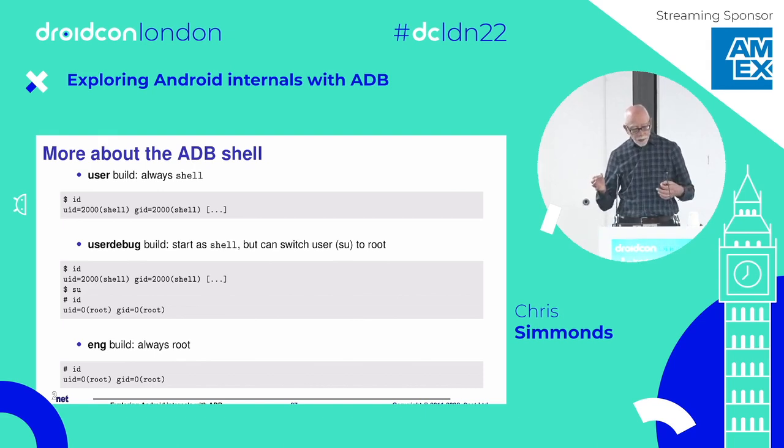The next one is the userdebug build. This is like a user build, but it includes debug tools, and crucially, it includes an su utility. So I can type su, that will give me a root prompt, and then I'm root, and I can do all kinds of things. And then thirdly, there are engineering builds. These have root access by default and all the debug tools.